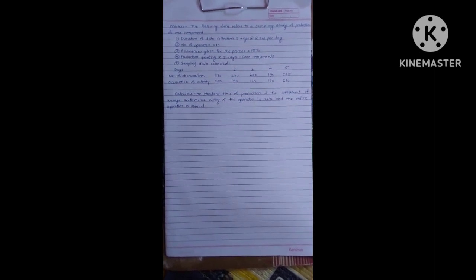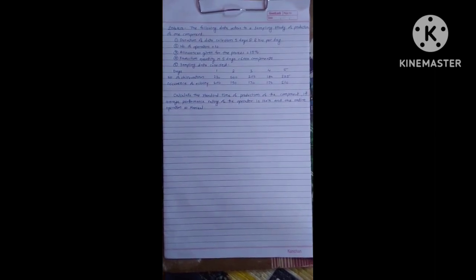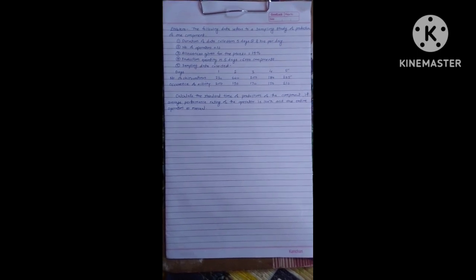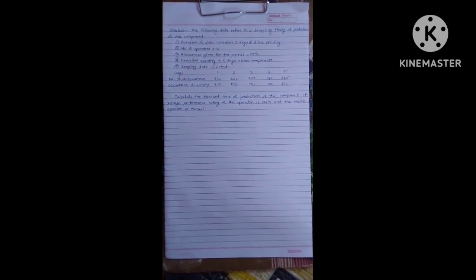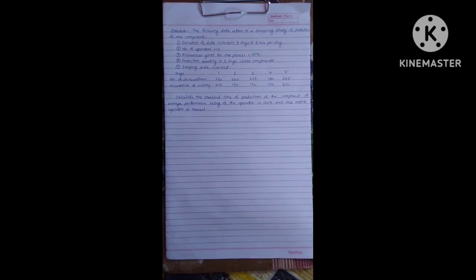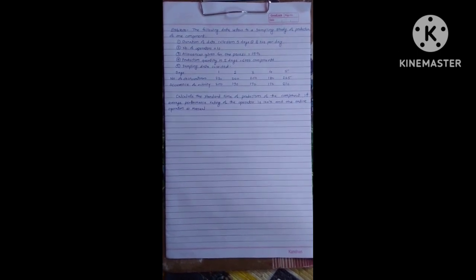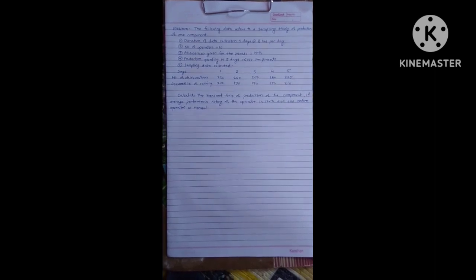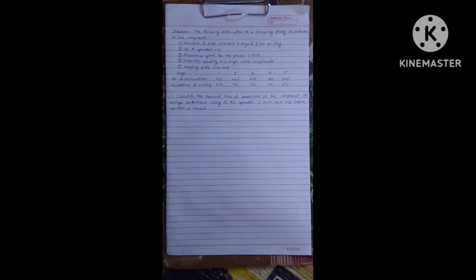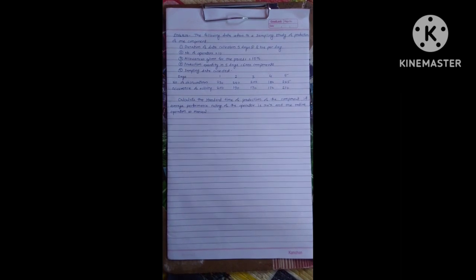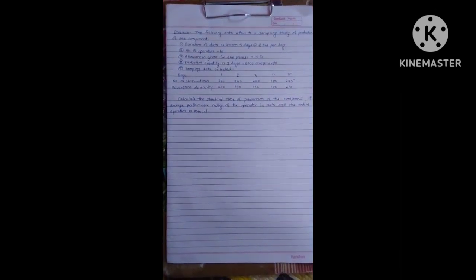So what is asked? It is asked to calculate the standard time of production of the component, and the average performance rating of the operator is given as 120%, and the entire operation is manual. Whatever the operations are, they are all performed as manual operations. Okay, now we are going to start to solve this problem.